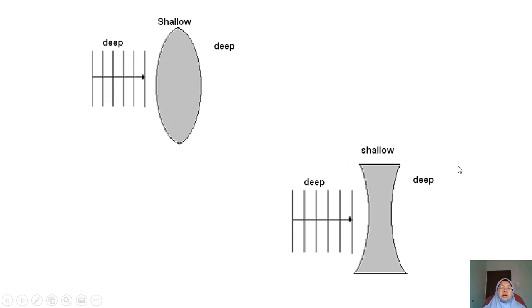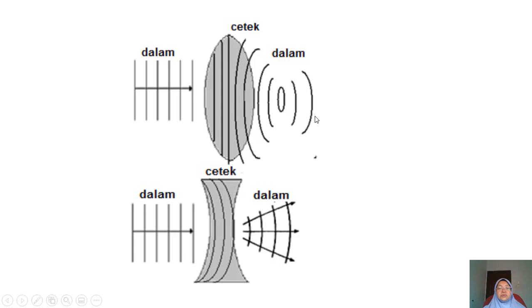Now we have the shape of glass like this. This is like a convex lens. This is like a concave lens, right? A convex lens, if refraction occurs, will converge the wave, and this one will diverge the wave. So it will be something like this. It will converge to a point, this is the focal point. It will diverge outward like this. And lambda in the shallow region above the glass is shorter, and in the deep region lambda is longer.